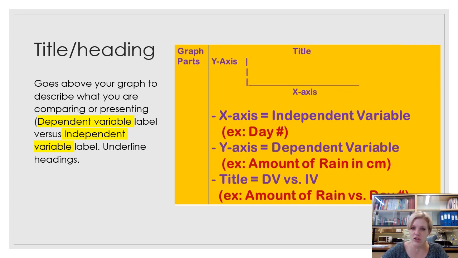So for example, let's look at this picture that we've put up over here. We've got the independent variable is the day number, the number of days. The y-axis is the amount of rain in centimeters. So therefore, my title is going to be something like graph showing the amount of rain versus the number of days. Can you see? I always have the dependent variable versus the independent variable. That is standard. It doesn't matter what your graph is going to do. It has to be like that. Guys, if it's not like that, we minus a mark. Okay.